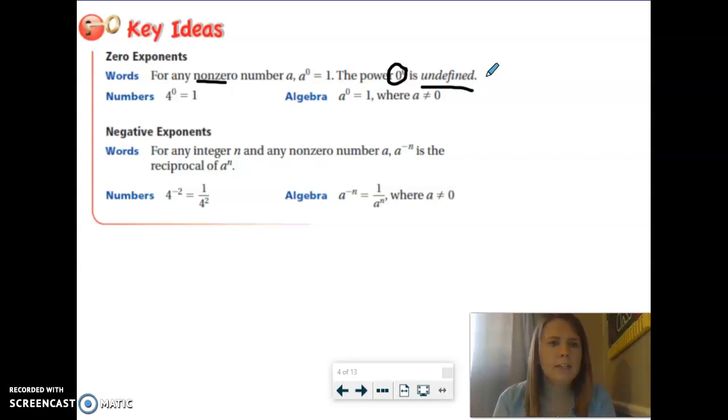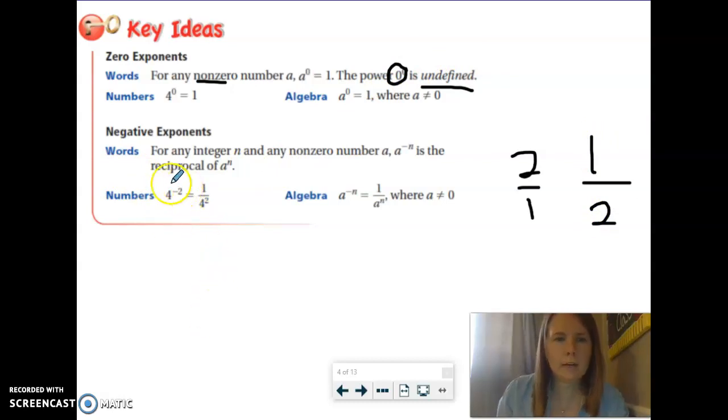Your negative exponents then: for any integer n and any non-zero number a, a to the negative n is the reciprocal of a to the n. Remember that reciprocal means that you are flipping the fraction, because ultimately any number is a fraction. 2 is the same as 2 out of 1, so your reciprocal means you flip these two numbers and then you would have 1/2. So basically, if you have a negative exponent, you just move it to the bottom and it becomes a positive exponent.